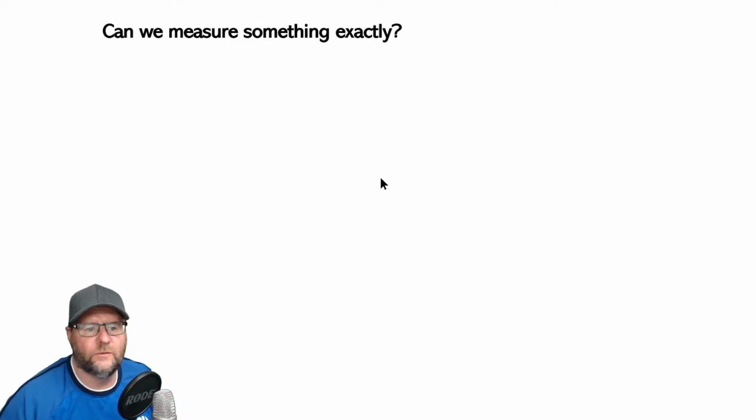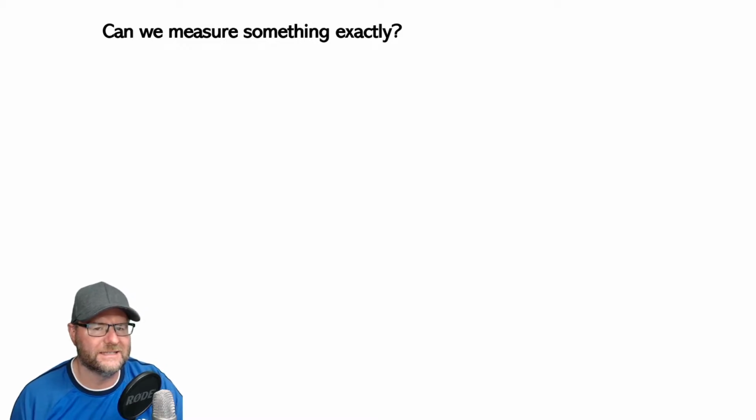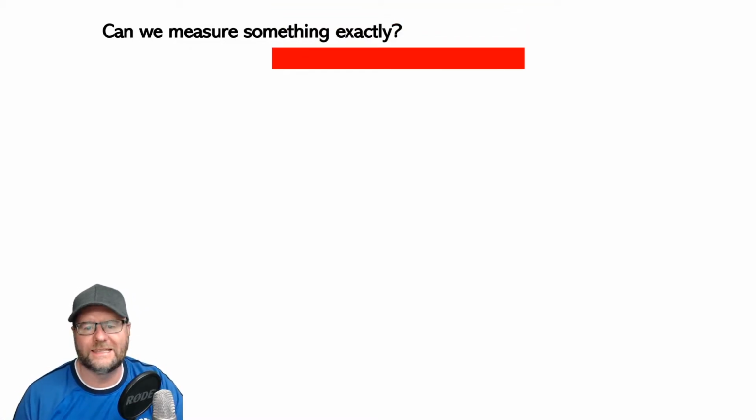All right, I've got a question for you. Can we measure something exactly? Can we find out its exact measurement? So let's take this red bar here. Could I measure this exactly?